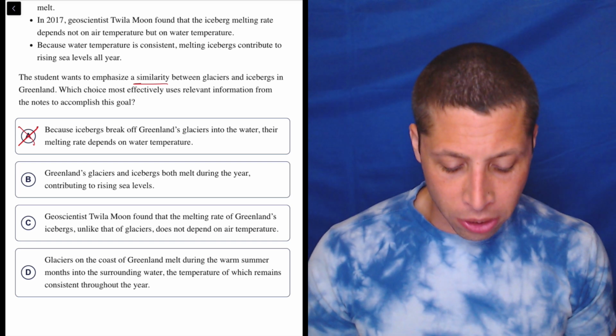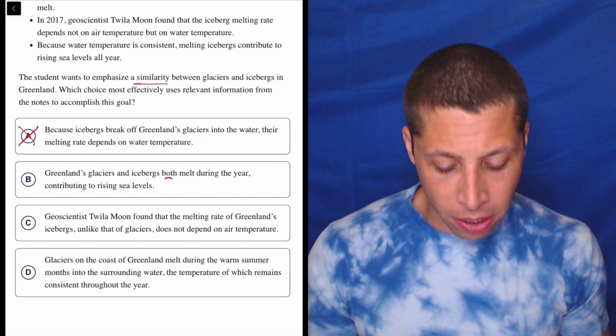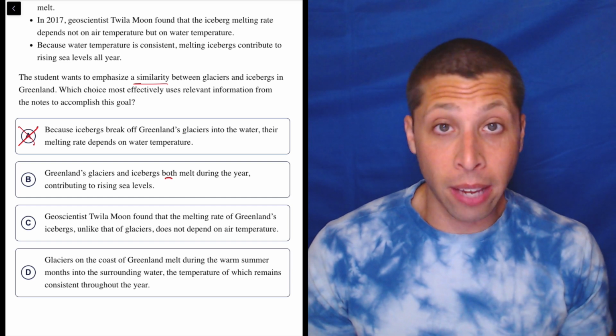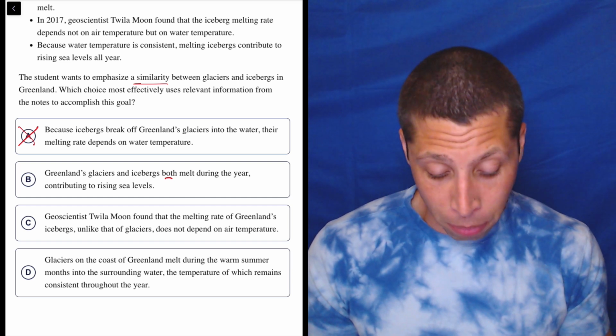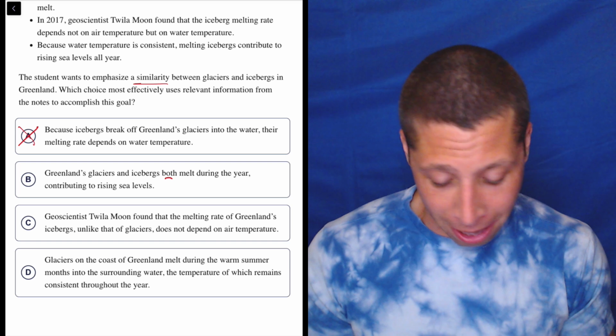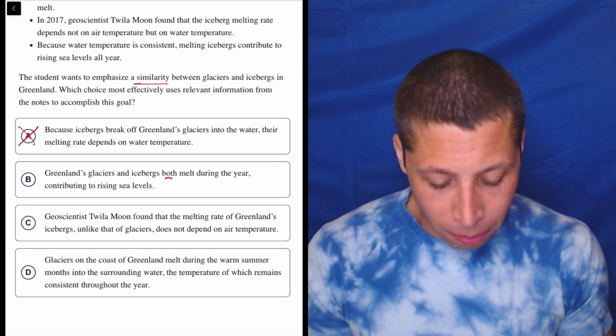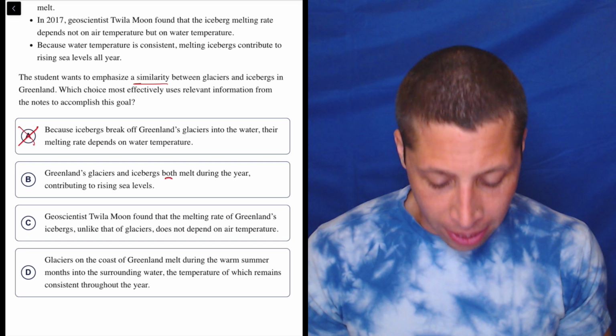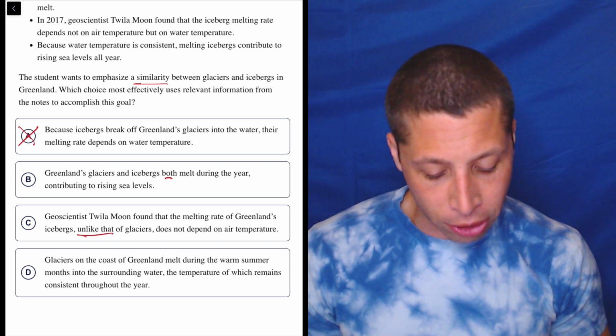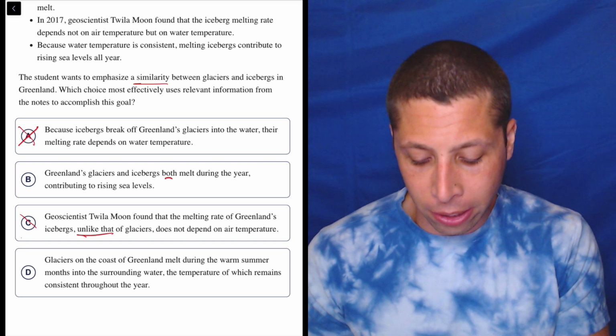B, Greenland's glaciers and icebergs both melt during the year, contributing to rising sea levels. Okay, that sounds like a similarity to me. Both is like a similarity word, so that's a really good sign. But let's read the others, let's be sure. C, geoscientist Twyla Moon found that the melting rate of Greenland's icebergs, unlike that of glaciers, does not depend on air temperature. Well, that's clearly a difference.